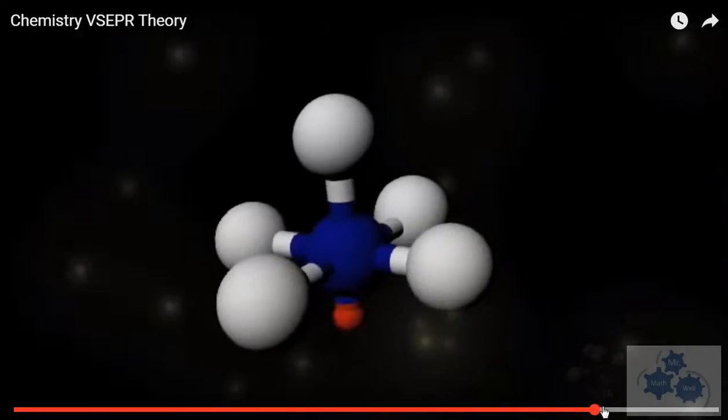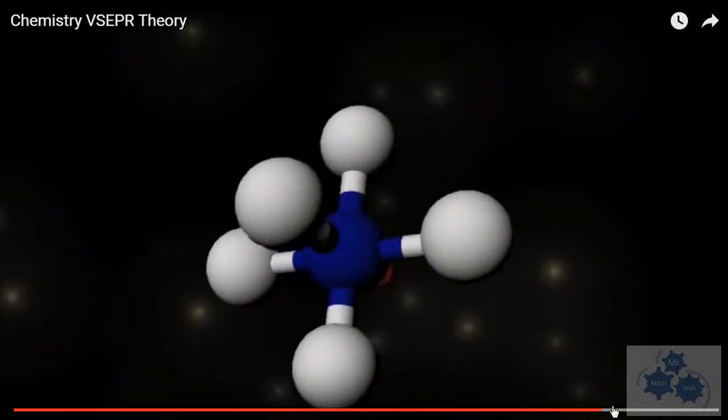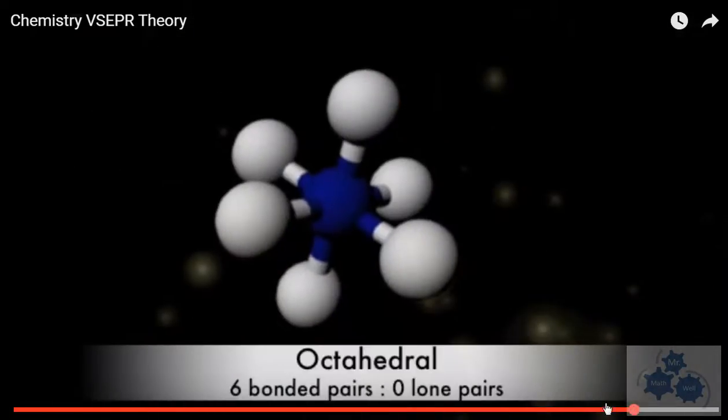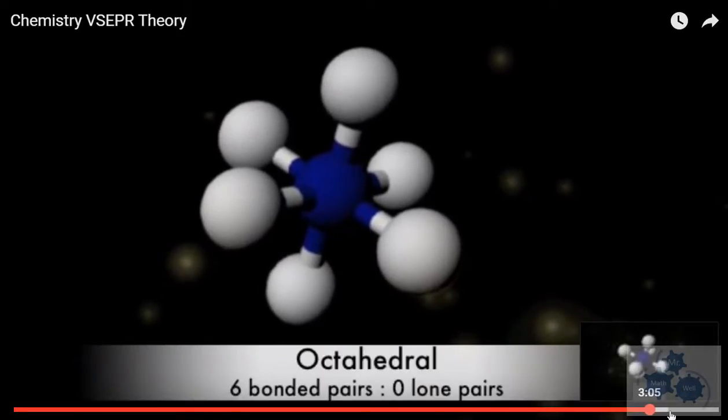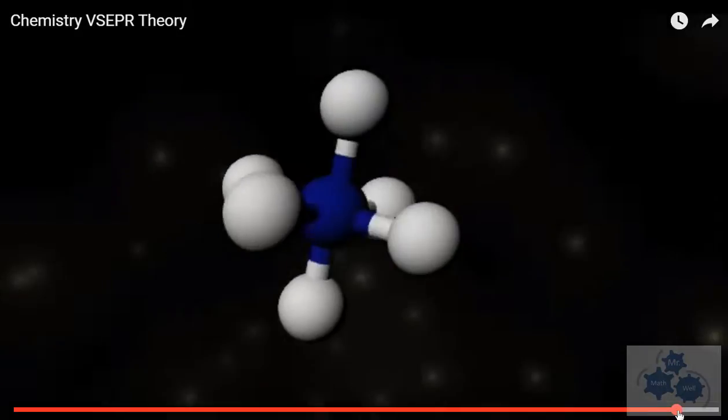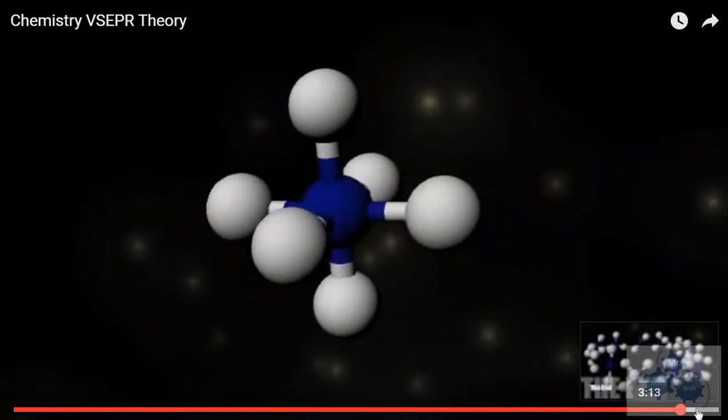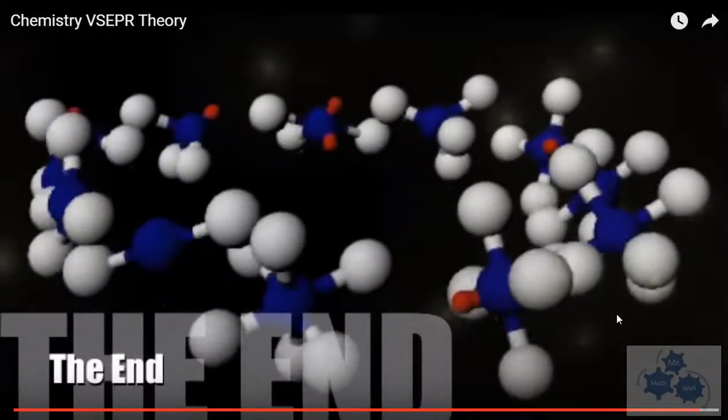I think you guys get the picture. I'll just skip ahead. There are lots of different shapes that we will study, and basically what you'll have to do is recognize them and name them, and understand how those extra electrons that may be involved affect the shape. The end.